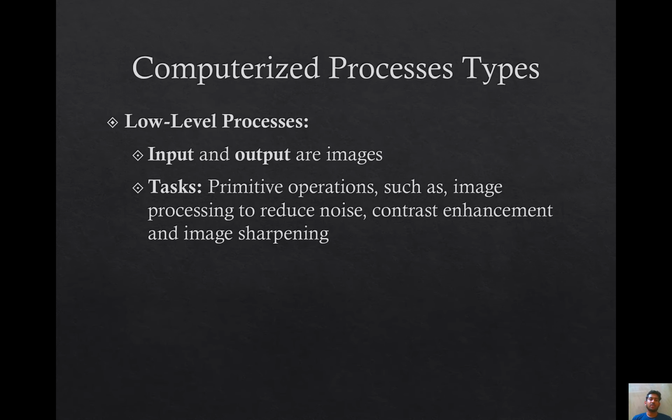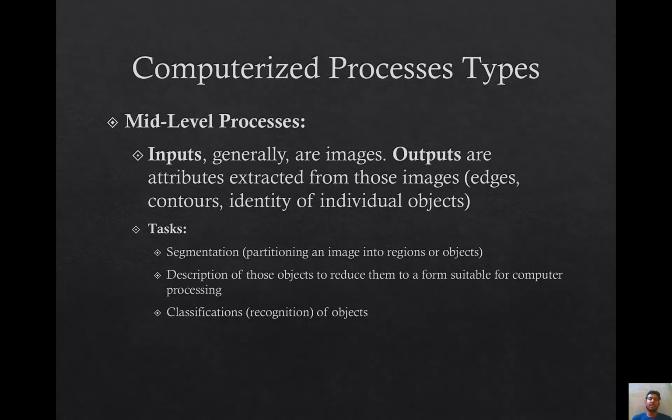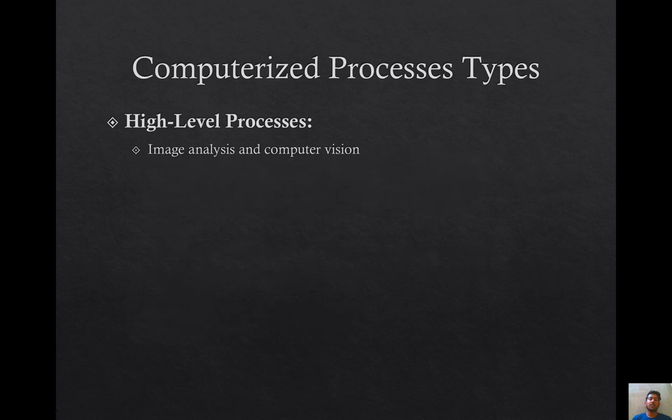Computerized process types. Low-level process: input and output are images. Tasks: primitive operations such as noise reduction, contrast enhancement, and image sharpening. Mid-level process: input generally are images, output are attributes extracted from those images. Tasks: segmentation, description of those objects to reduce them to a form suitable for computer processing, classification of objects. High-level processing: image analysis and computer vision.